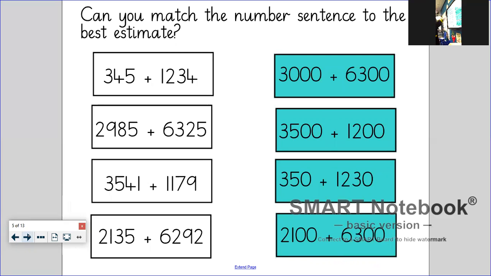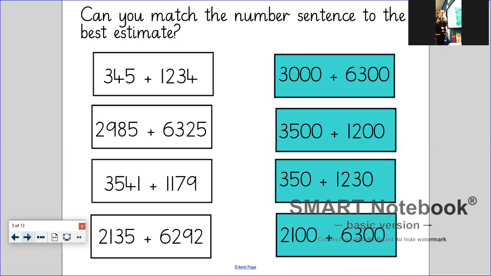Okay, so have a look. I've rounded these numbers. On the left-hand side, they're the number sentences as they are. On the right-hand side, they've been rounded. I want you to pause the video and have a go at matching the number sentence to the best rounded number sentence. Okay, pause the video now and off you go.